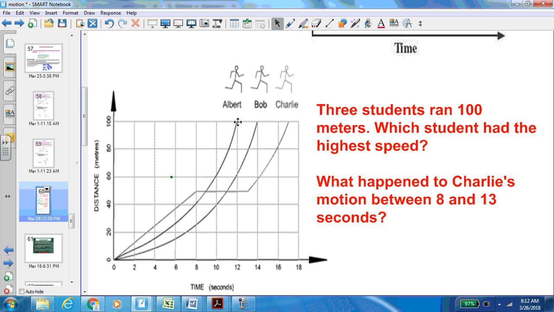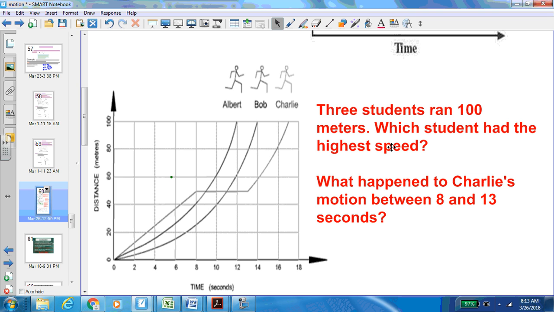What happened to Charlie's motion between 8 and 13 seconds? Well, let's look. This is Charlie's line, and you can see right here from 8 to 13 seconds, the line is flat. It's a horizontal line. Well, on a distance time graph, remember that means that an object has stopped. It's not moving, or it's at rest. So for about 5 seconds to be exact, we can see that Charlie has actually stopped, maybe to take a break or something, before he started back running again.